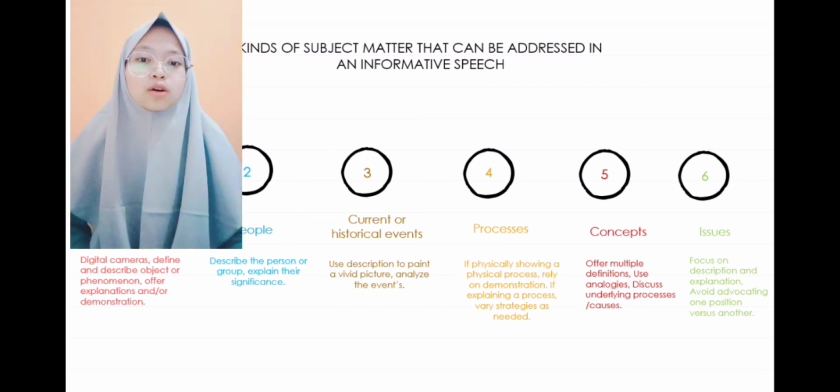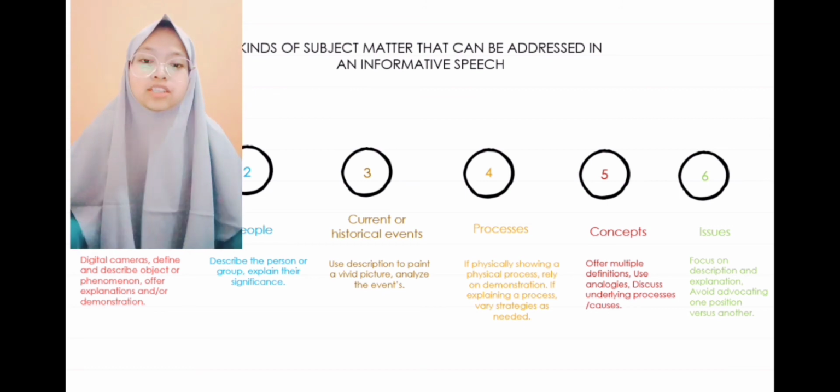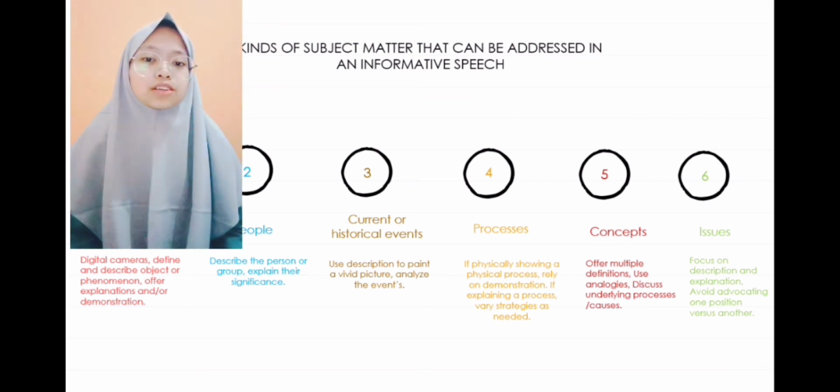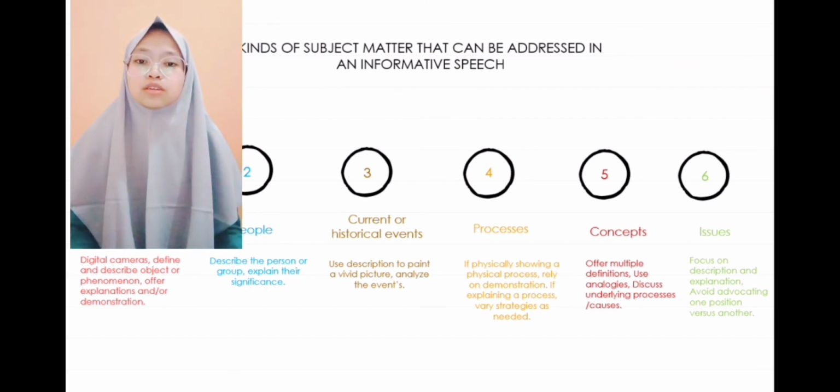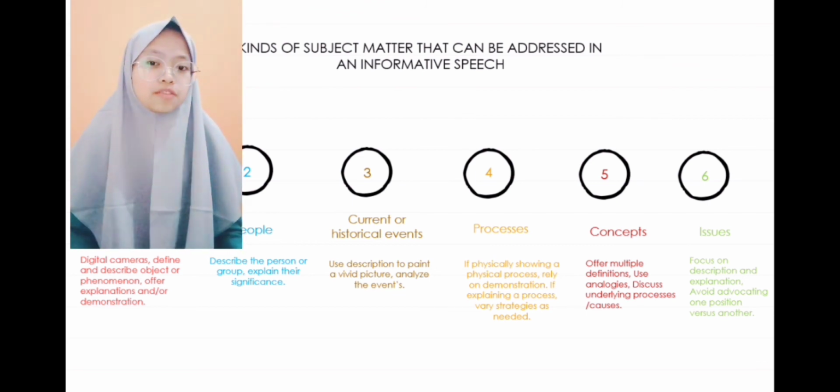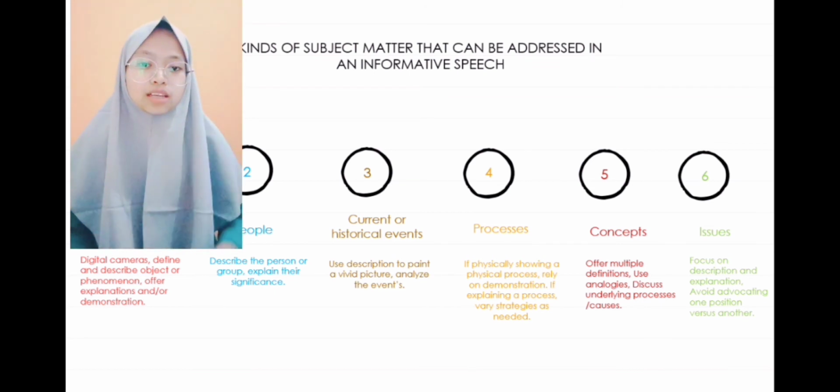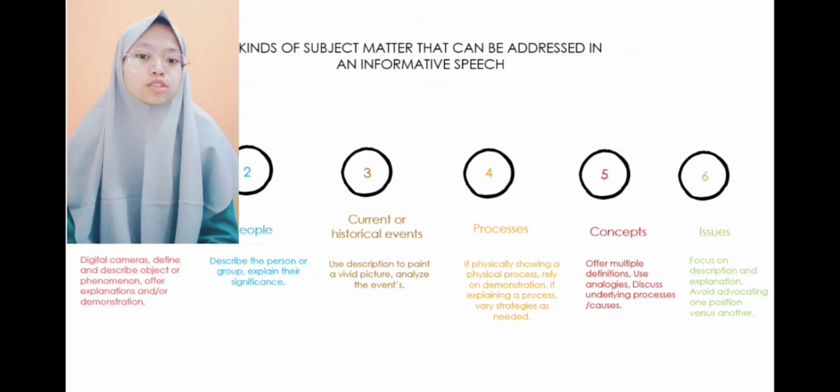The first one, object or phenomenon: define and describe objects or phenomena, for example digital cameras. The second one is people: describe the person or group, and explain their significance. The third one is current or historical events: use description to paint a vivid picture, and analyze the events.